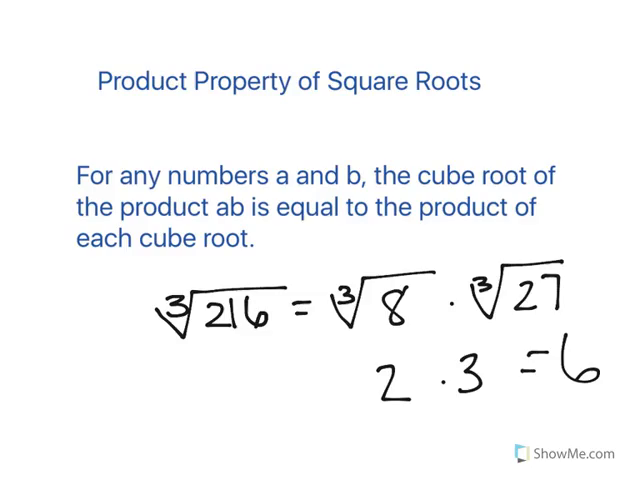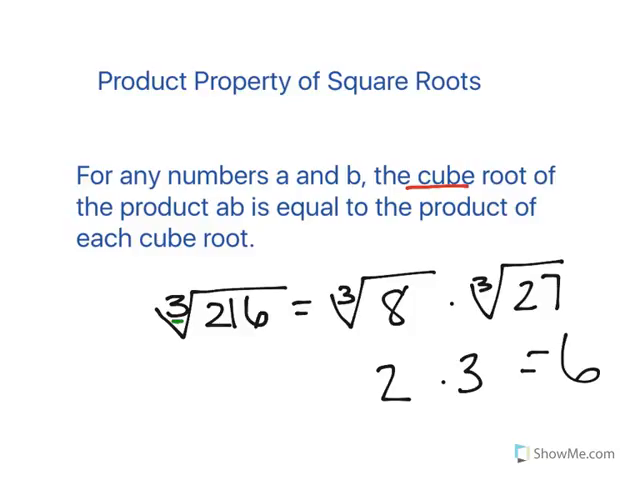And finally, we're going to talk about the product property of square roots. Okay, so for any numbers a and b, the cube root, so again, we're not talking about square root this time, we're talking about the cube root of the product a and b is equal to the product of each cube root. If you notice the difference between this example and the last examples, we have the 3 here. That signifies that it's a cube root, not a square root. So let's look at the cube root of 216.